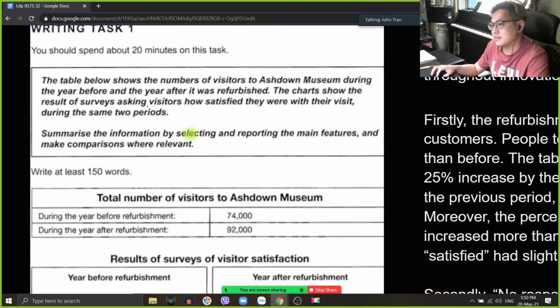Summarize information by selecting and reporting the main features and make comparisons where relevant.